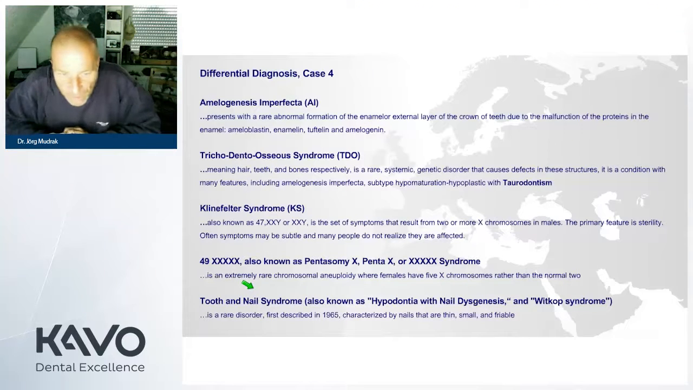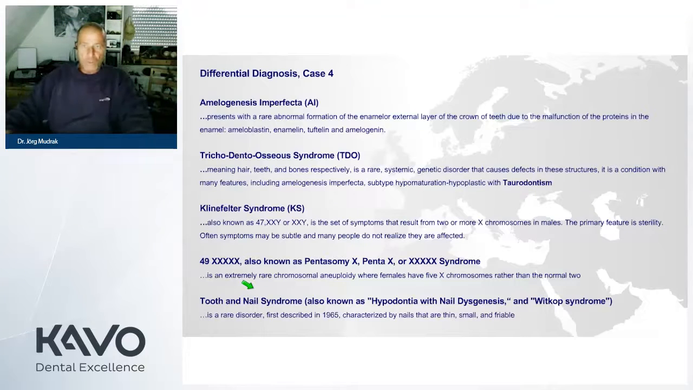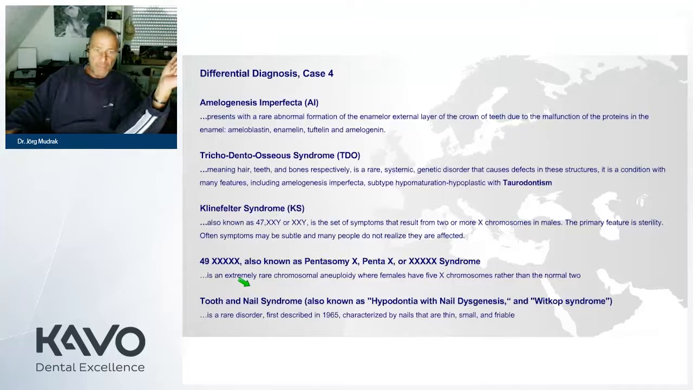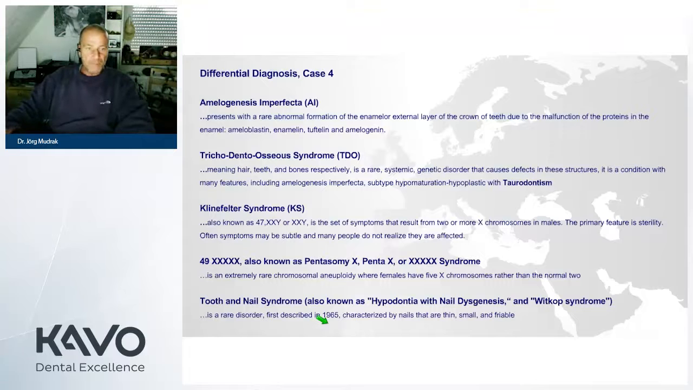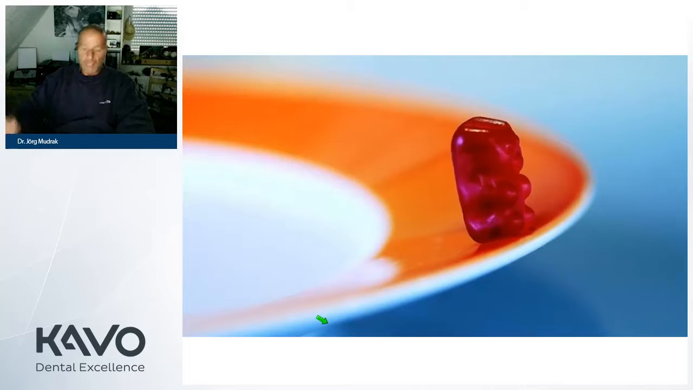focusing on just one region or on just one analysis. And the last one is the so-called tooth and nail syndrome. And as you can see, there is a special relation from Taurodontism to those ectodermal diseases, which you can see here. It's very rare, and it's Witkop syndrome. Maybe you have heard about this. It's a rare disorder, and again characterized by nails that are thin, small, and friable. All right, so far we will now go a little bit further.